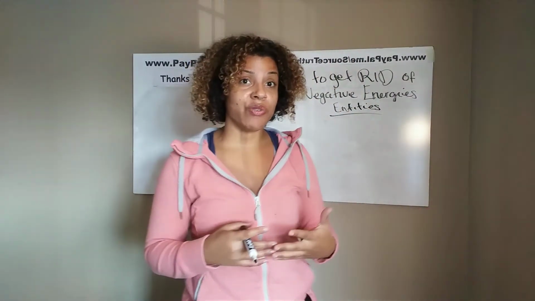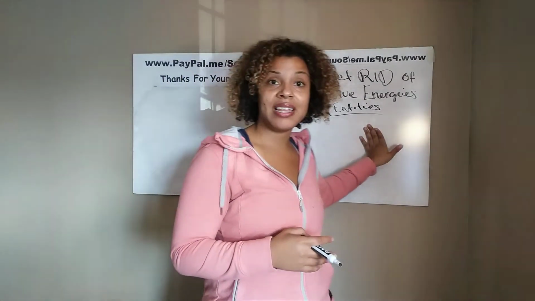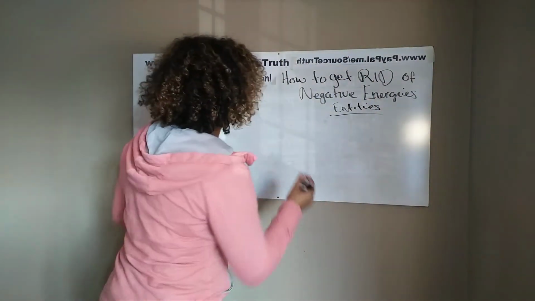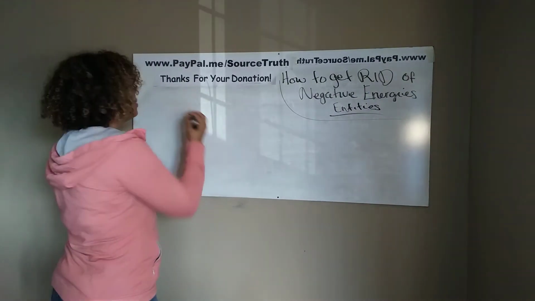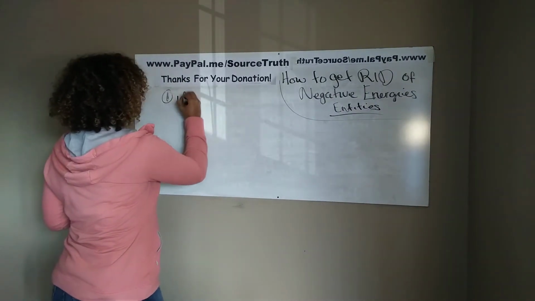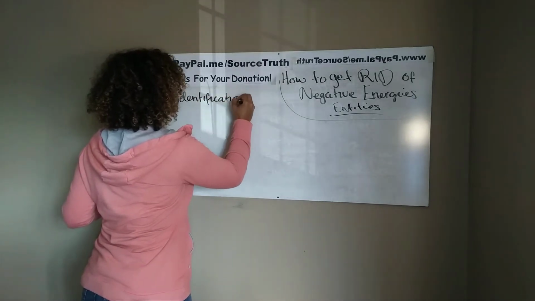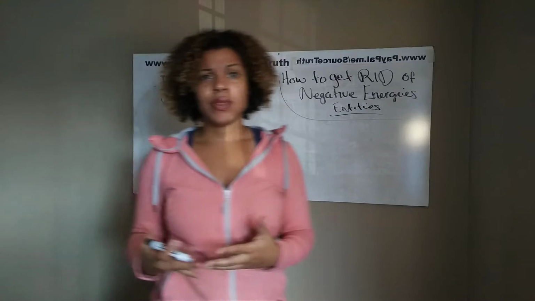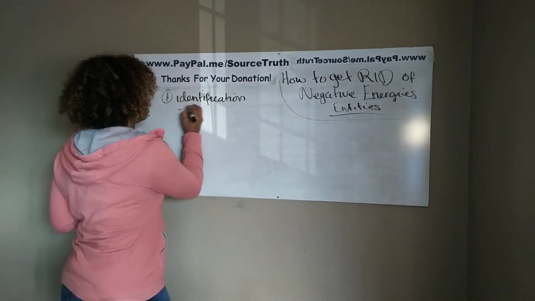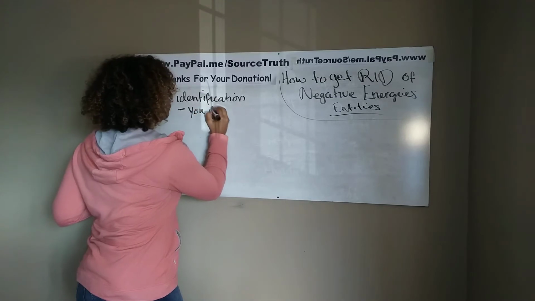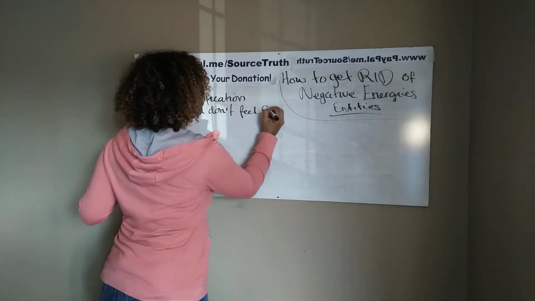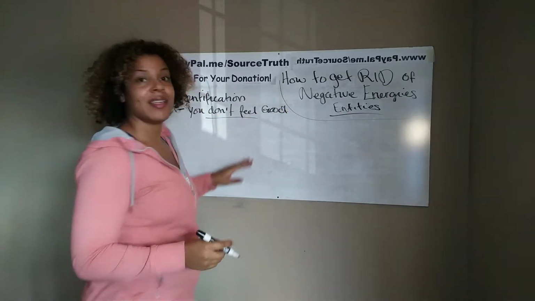However, this is just a general video for general negative energies and negative entities and how to banish them and get rid of them. So, firstly, identification. How do you know that you are around negative energy? How do you know that it is an entity or just negative energies that are actually around you? And that's an easy one. You don't feel good. That is simply it.